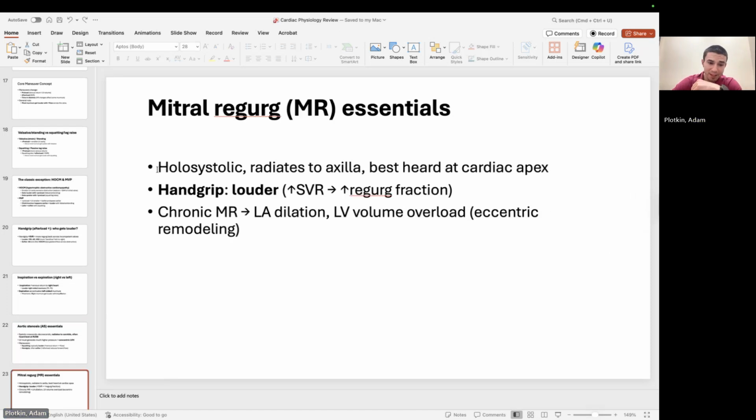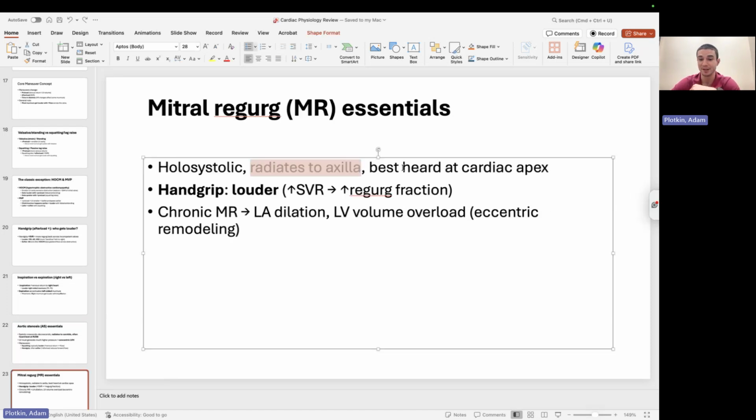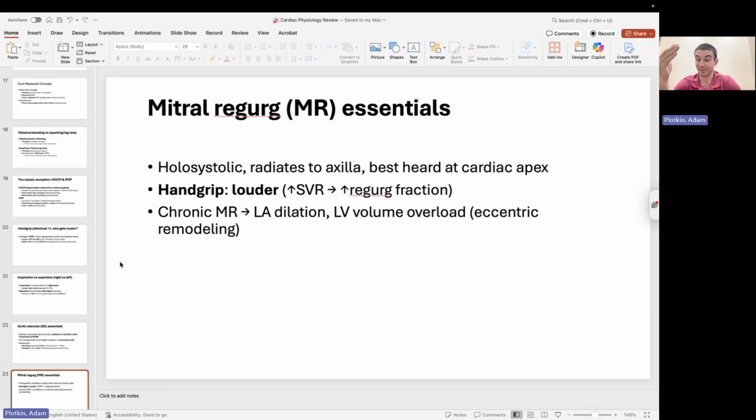Mitral regurg is classically holosystolic. It can radiate to the axilla, and it's best heard at the cardiac apex, the fifth left intercostal space, usually at the midclavicular line. Hand grip will make it louder, like it does for every regurgitant lesion, right? We increase the systemic vascular resistance. It's much harder for the left ventricle to push against that increased afterload, so fluid moves backwards. Normally, a really strong mitral valve won't allow any fluid back into the left atrium, but this mitral valve is really leaky. We allow fluid back into the left atrium, so we can hear a louder murmur when we do the hand grip.